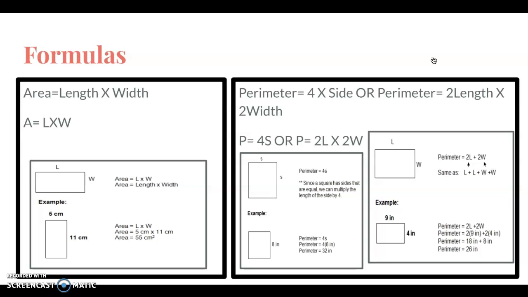Perimeter. There are 2 formulas that we can use to help us solve a perimeter problem. We can use 4 times side, or perimeter equals 2 times the length plus 2 times the width. So below you will see both images showing both of those formulas applied. 4 times S shows us that we can take the side and multiply it by 4 if all sides are of equal length. Or if we have sides of different length, we can multiply the length twice and the width twice and then add them together.